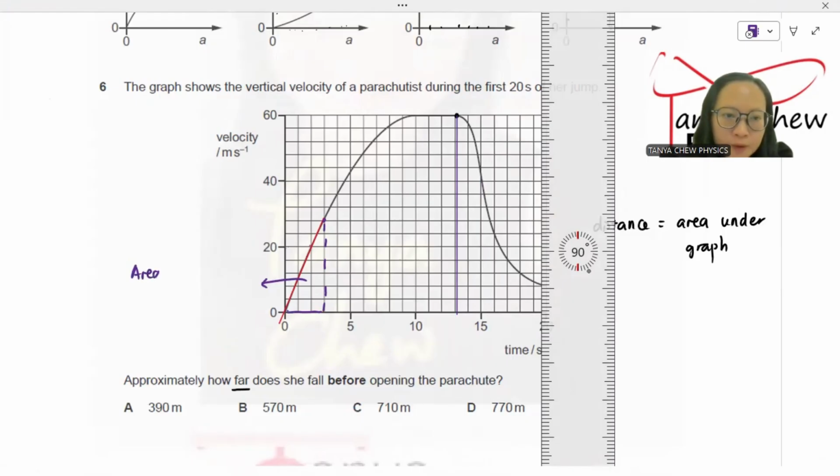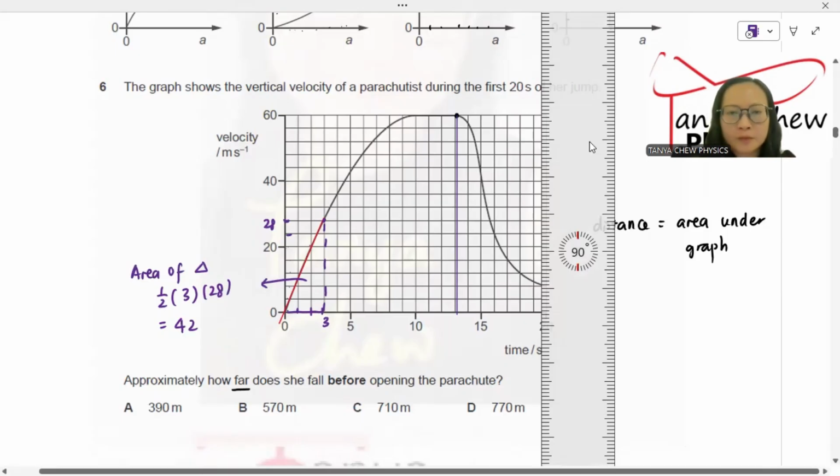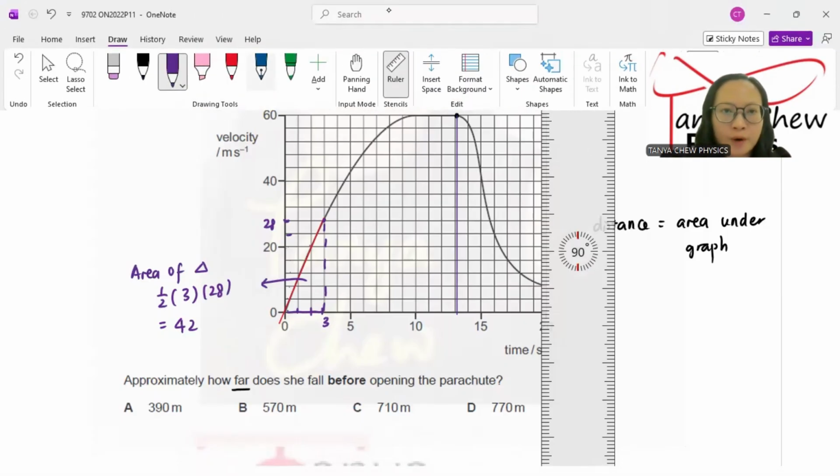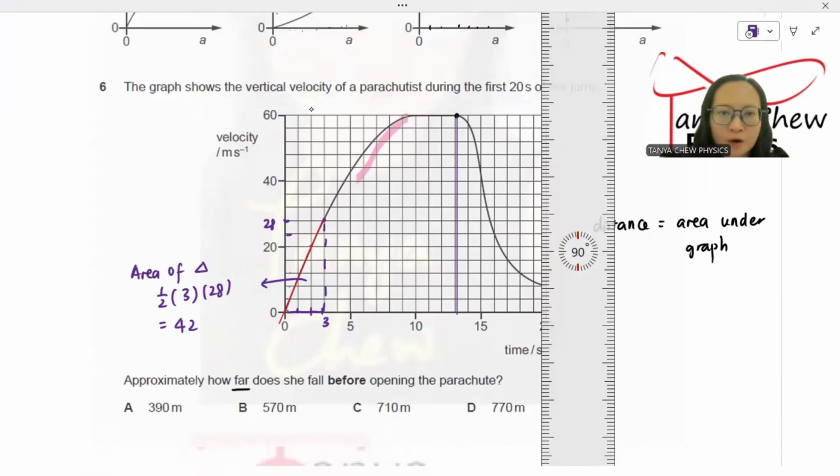Area of triangle is half times 3 times 28. And I got 42. And then the second part of the graph, this is a curved graph, right? It is not a straight line graph, it is a curved graph.